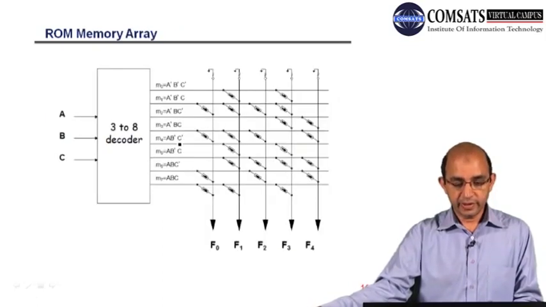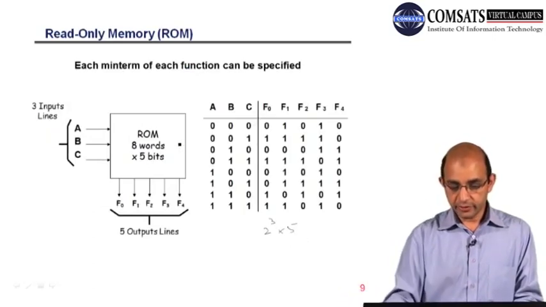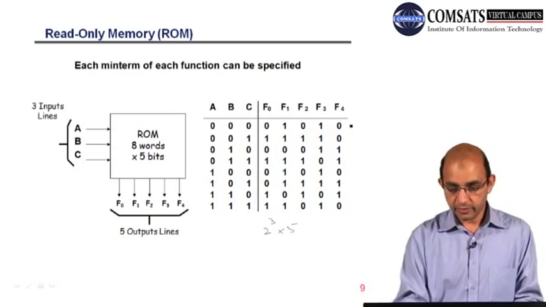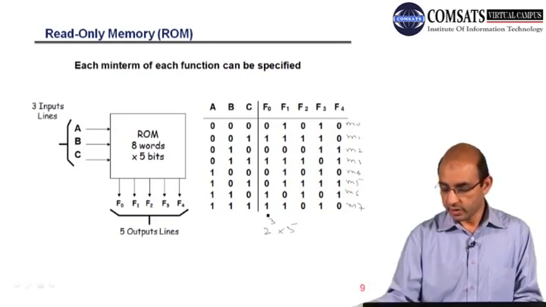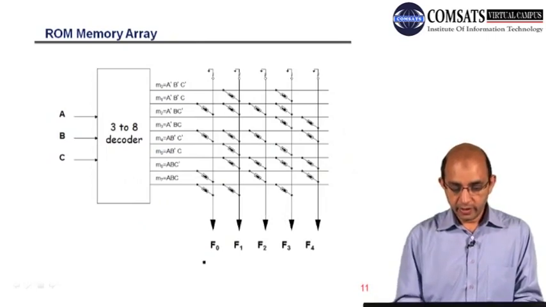And here you can see the implementation. So I will be writing down the same min terms here: m0, m1, m2, m3, m4, m5, m6, and m7. If I talk about F0, you can see we have M1, M3, M6 and M7. So at F0, this is M7, plus M6, plus M3, and plus M1.